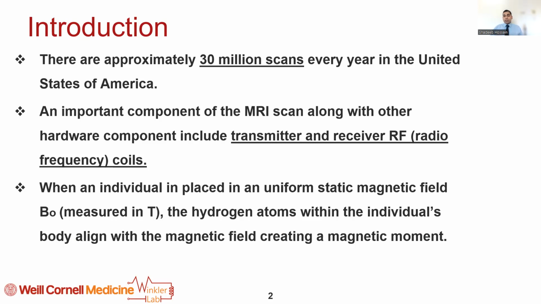When a patient goes in an MRI scan, there's a uniform static magnetic field, which is measured in B naught, in Tesla. Like you have 7 Tesla, you have 3 Tesla. The hydrogen atoms inside the individual's body tend to align, creating a magnetic moment with the static magnetic field.